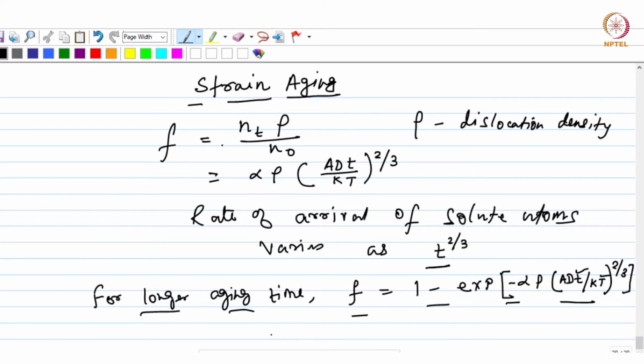So we were discussing this phenomenon called strain aging. In the past couple of classes, we have talked about the mechanism of this phenomenon, and we have also discussed the theory of strain aging given by Cottrell and Bilby. According to this theory, it is about the buildup of a solute atmosphere around the dislocations, which leads to this phenomenon.